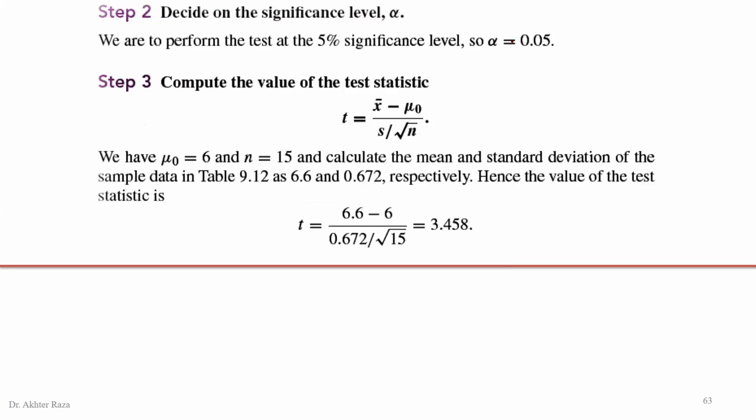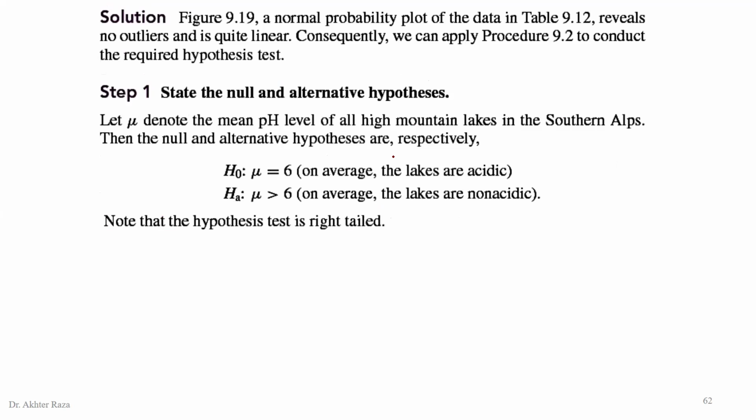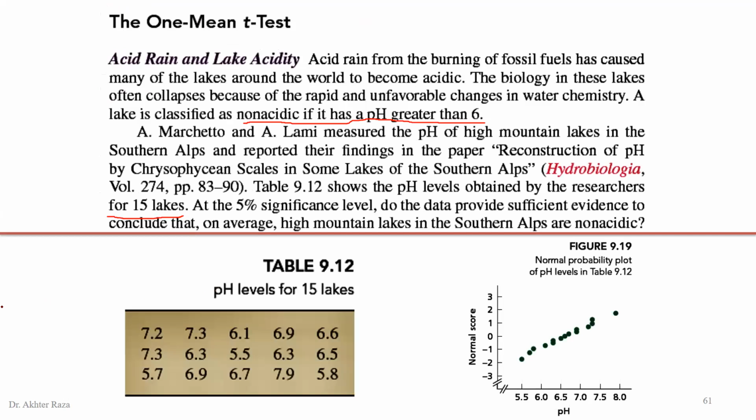Now the t statistic is computed. Alpha is 0.05. X bar is computed as 6.6, and mu naught is the value of the population mean specified in the null hypothesis. This is 6. And sample standard deviation is computed from this data by the formula S is equal to the square root of 1 upon n minus 1 times the summation of x minus mean whole square.